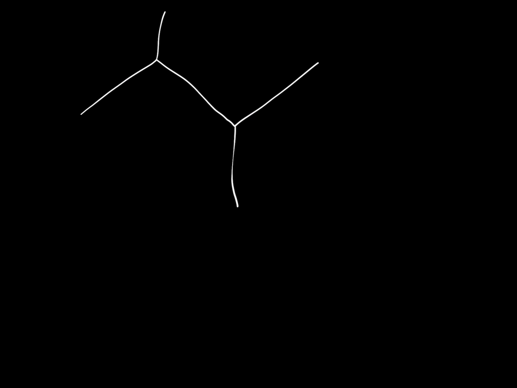So in this example, in the main chain, we have a butane, and then we have 2 substituents, so it's going to be 2,3-dimethylbutane.